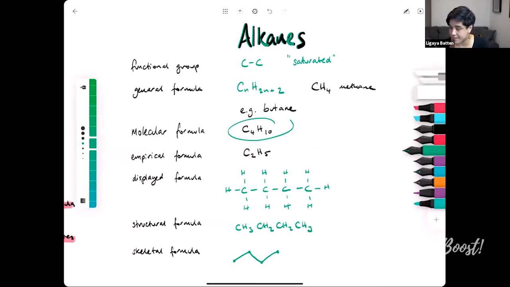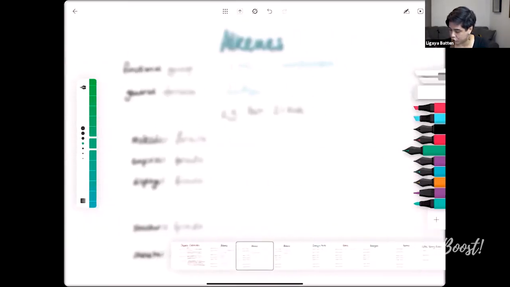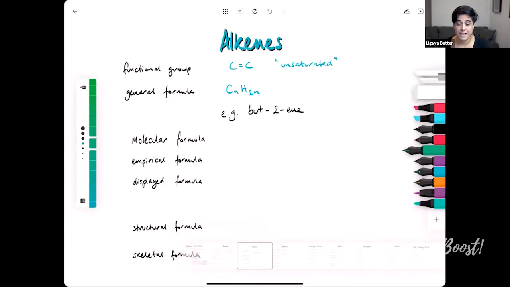Okay, so let's do something similar with the next functional group, alkenes. Feel free to have a go yourself before you watch me do it, because that can be much better practice to see if you know this kind of stuff already rather than just watching someone doing it.